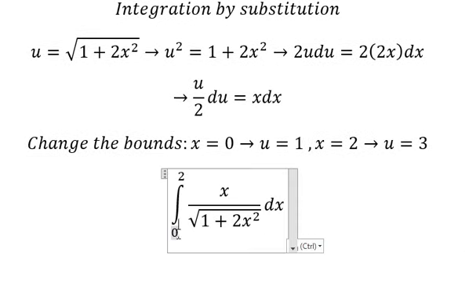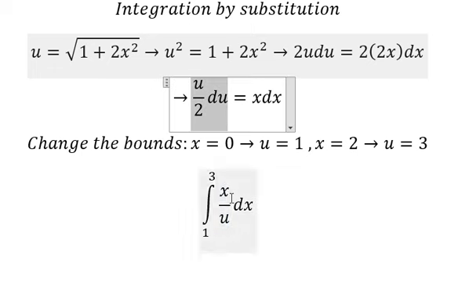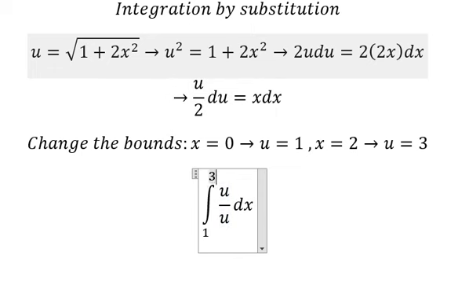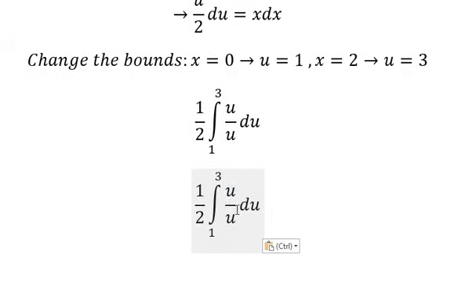So number 0 we change to number 1. Number 2 we change to number 3. The square root we change to u. The x we change to this one. This one we have number 1.